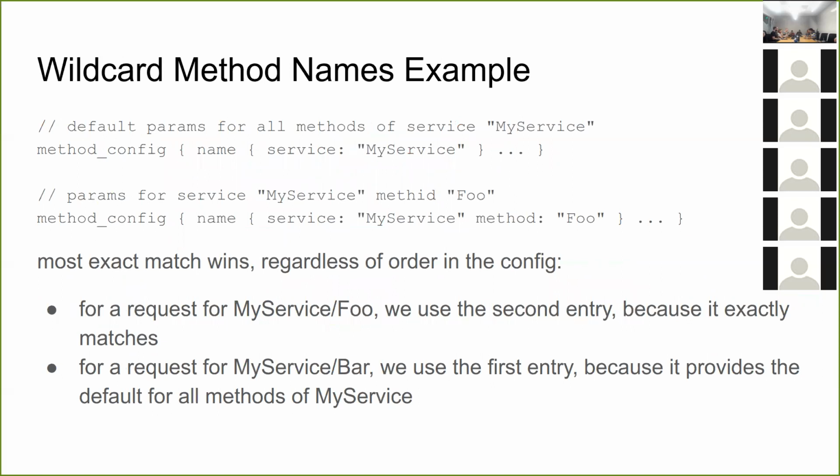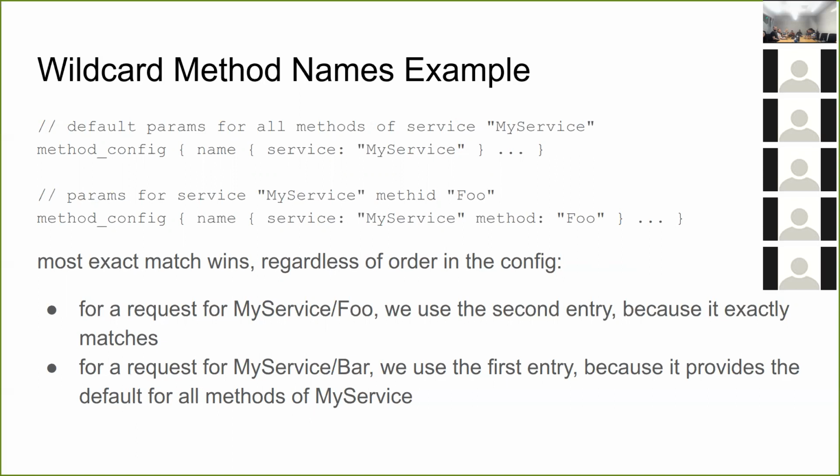Here's an example of using wildcard method names. At the top, the first entry is an entry for service my service, but it doesn't specify a method name, meaning that it's a wildcard for all methods of my service. And the second one is a set of parameters for a specific method called foo.